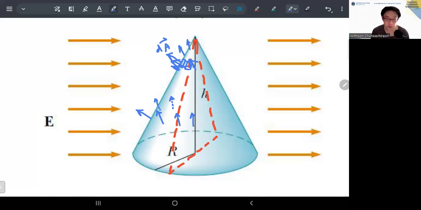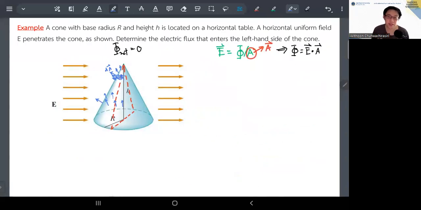But then it's going to be a lot of trouble to try to figure out the angle between E and that area vector at particular points on the surface, right? So how are we going to figure out the flux through the left side of the cone? What do you think? I think this is going to be the core understanding of the whole thing that we are trying to do here. There is a meaning of the dot product in this particular sense of something going through surfaces.